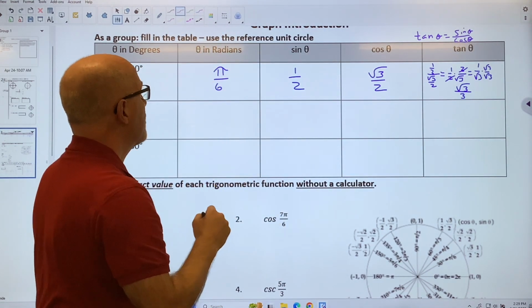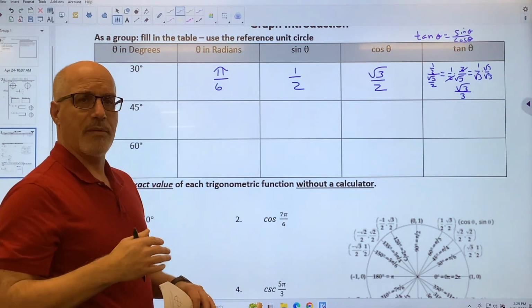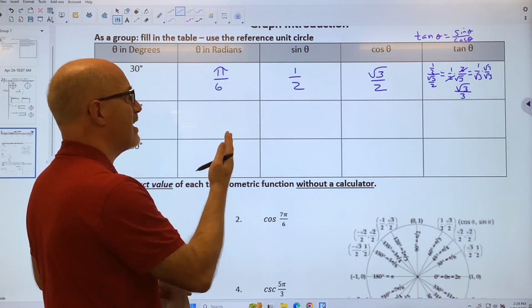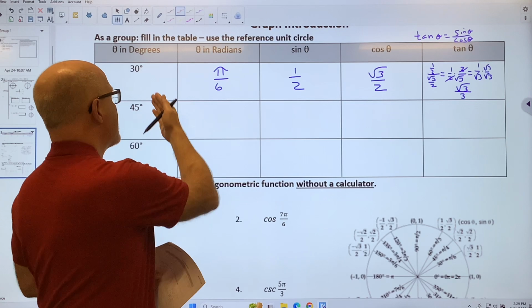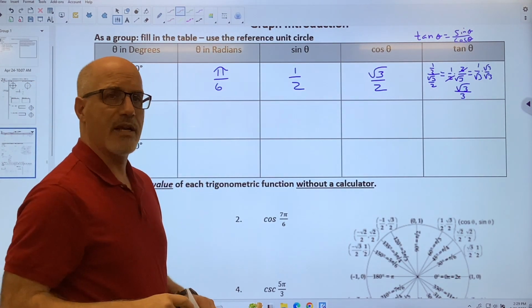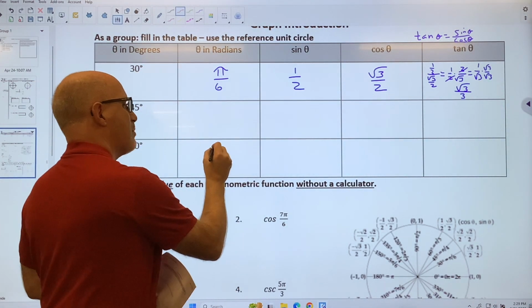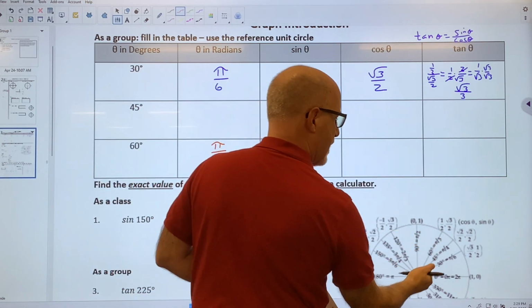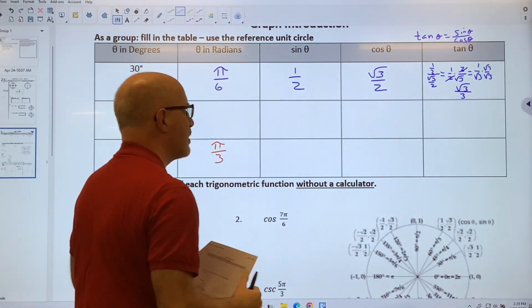I'm going to move down to the 60 degree, because sine and cosine relate to this because those are complementary angles. So if I look at this, I make this a pi over 3. When I look at 60 degrees, that's pi over 3 in radians.